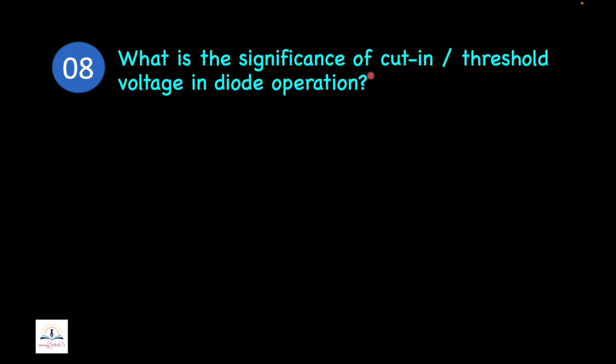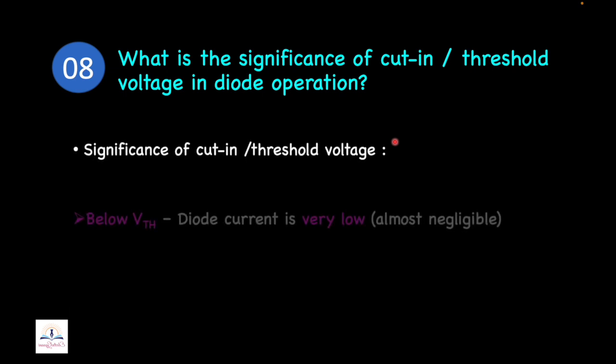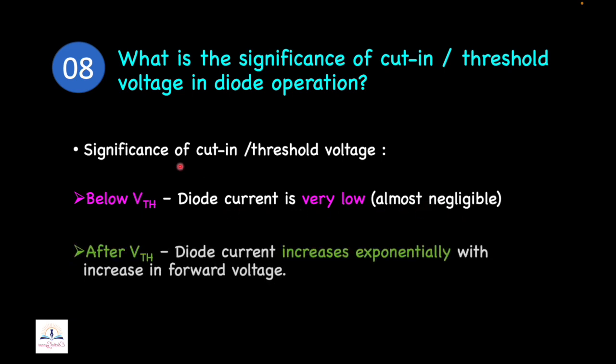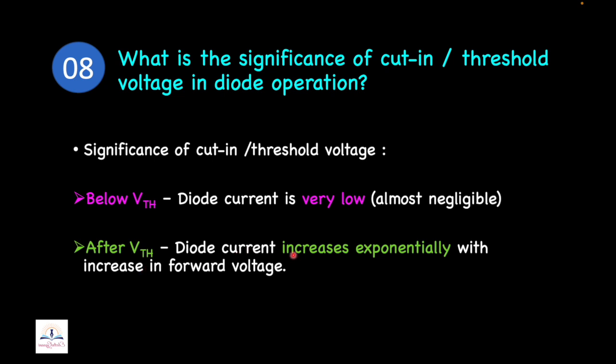Next, what is the significance of cut-in or threshold voltage in diode operation? Just we have seen the IV characteristic of normal PN junction diode. So the significance is that before this threshold voltage, diode current is very low, almost negligible. After this threshold voltage, diode current increases exponentially with increase in forward voltage.